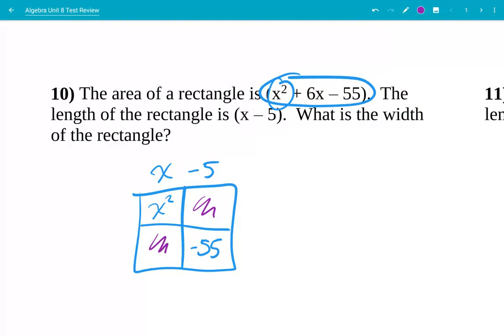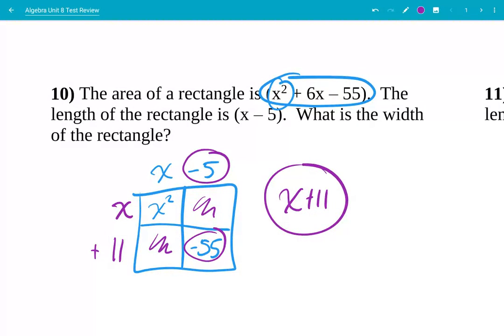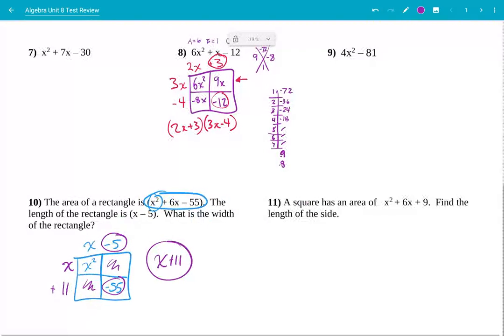We don't care about that right now. So what times x is x? Well, we know an x goes there. What is up with my pen? And x goes there. And then what times minus 5 gives me a minus 55? 11. So there's the other factor, x plus 11. Real easy.